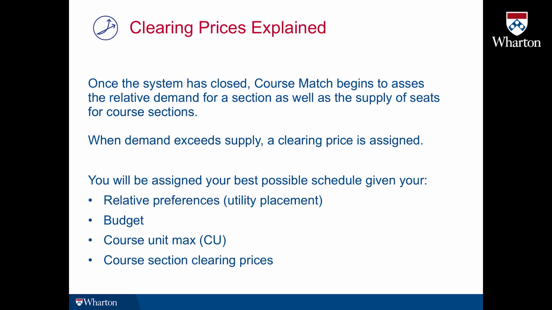To elaborate a little bit more on clearing prices, once the system has closed, Course Match begins to assess the relative demand for a section as well as the supply of seats for the course sections that are available. In an instance where the demand exceeds supply, a clearing price is assigned to that course. You will be assigned your best possible schedule given your relative preferences, this is your utility placement, the budget that you've been allocated, the course unit maximum that you've set for the system, and the course section clearing prices.